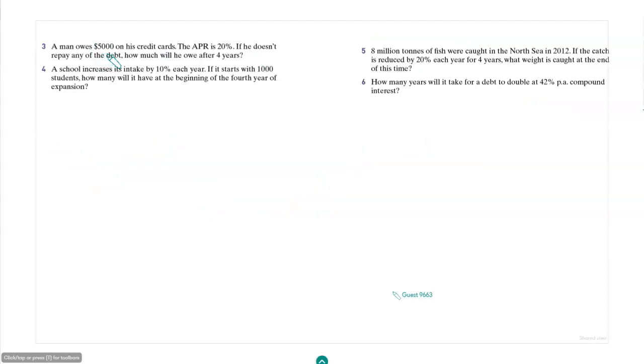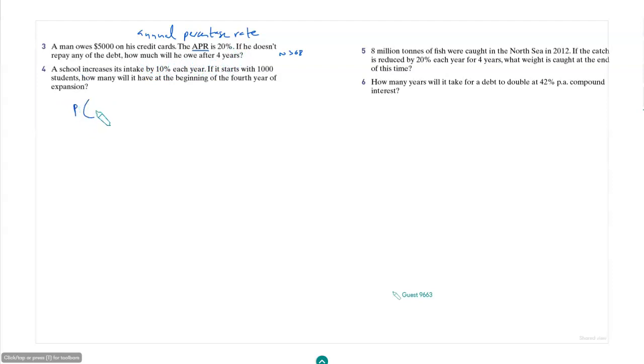A man owes $5,000 on his credit cards. The APR. What is APR? APR is annual percentage rate. So it is the same as saying 20% per annum. If he doesn't repay any of the debt, how much will he owe after 4 years? So basically, how much does he have to pay after 4 years?